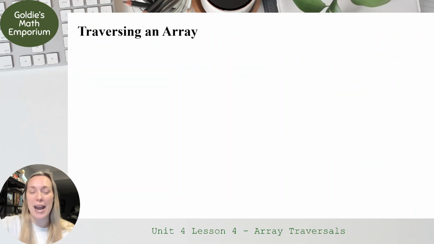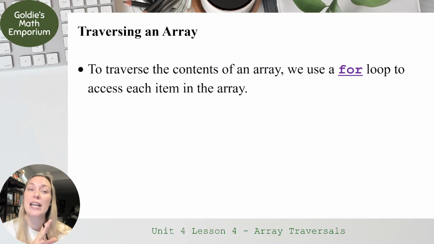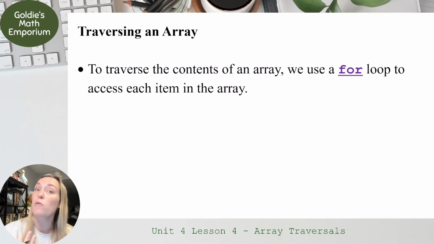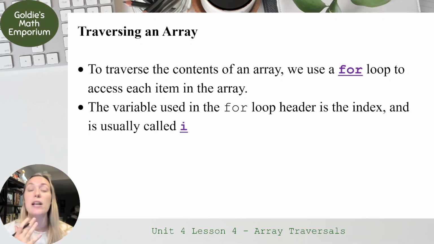So traversing an array. When we talk about traversing an array, the word traversal means that we are going to look at every element in the array or look at the contents of the array. And to do that, we are going to use a for loop to access each item in the array. The for loop is going to be the easiest way to do it because the for loop has an indexed header, and that built-in index in the for loop will allow us to use that variable to represent the index in our array. So a for loop is just the natural way that we traverse an array.